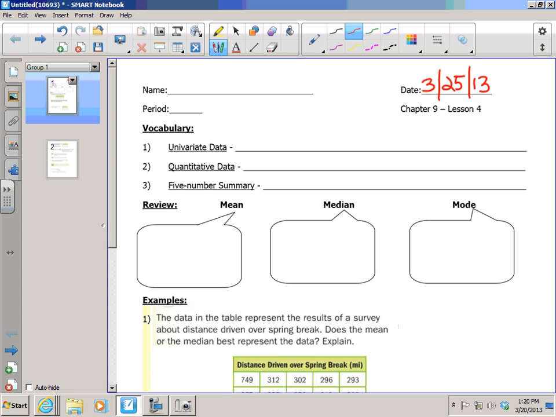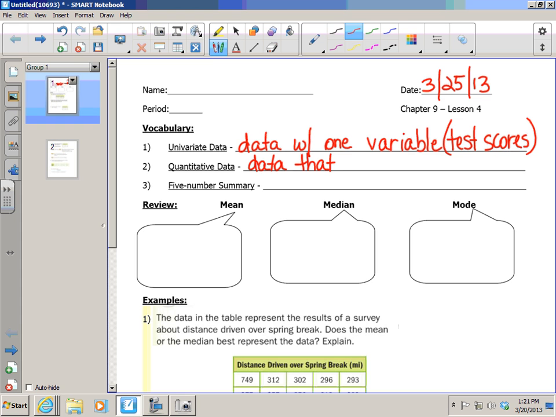So we have 3 vocabulary words that we're starting with. We have univariate data, which is data with one variable. For example, we can say test scores are univariate data. We have quantitative data, and that is data that can be measured. So we're actually using numbers instead of words or scenarios.